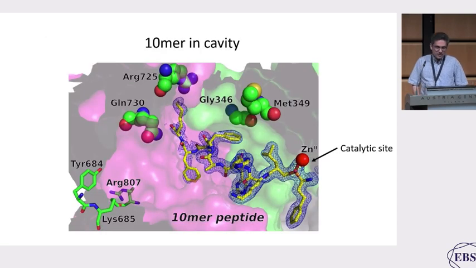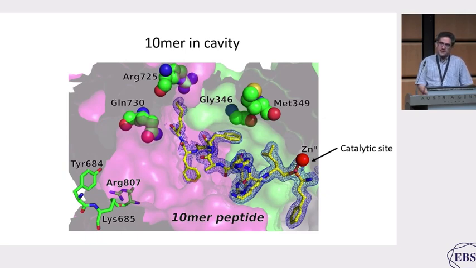So looking at the internal cavity here, now on the right, you can see with a red sphere is the zinc atom, which is the catalytic site of the enzyme. And as expected, the phosphinic transition state analog is stabilized there. But the peptide extends through the cavity and essentially sits on the lining of the cavity. This is the 10-mer peptide.